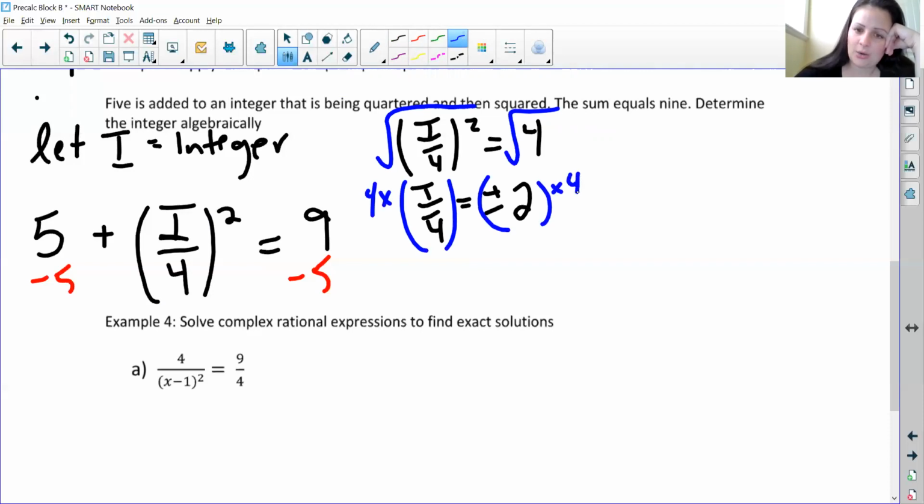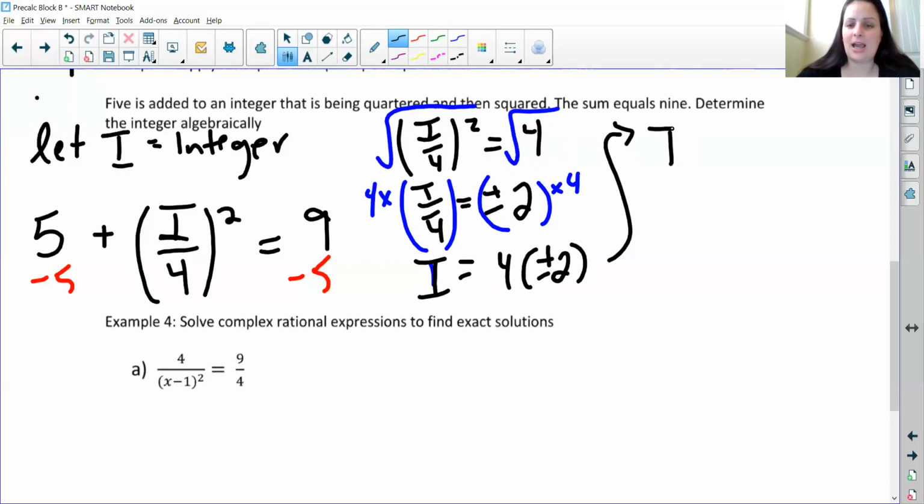So x is going to equal 4 multiplied by positive or negative 2. That means x will equal 4 times positive 2, which is 8, or it'll be 4 times negative 2, which is negative 8. So x equals positive or negative 8.